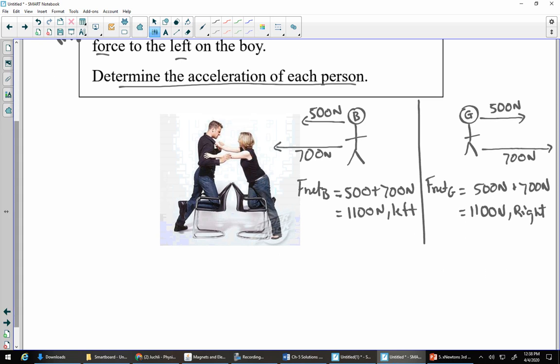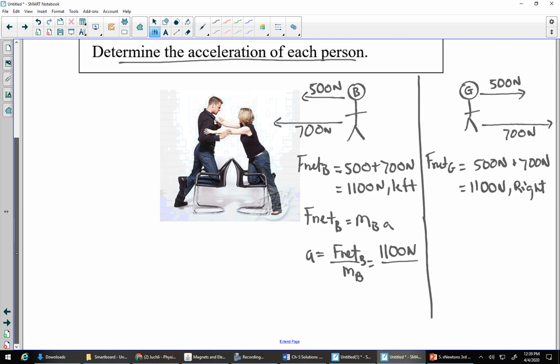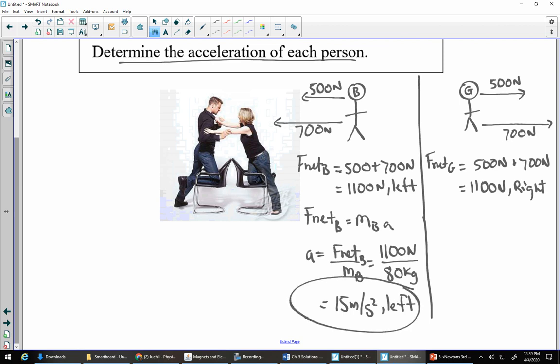So the very last step for this one is it's asking us to figure out the acceleration. This is where it gets a little bit different. The net force on the boy is equal to the mass of the boy times the acceleration. So the acceleration must be equal to the net force divided by the mass, all of the boy. So that's 1,100 newtons towards the left, divided by how massive was this boy? 80 kilograms. So 1,100 divided by 80, I'd better get my calculator out here. I think that will be 15 meters per second squared towards the left. Cool, okay, so we found the acceleration for the boy.